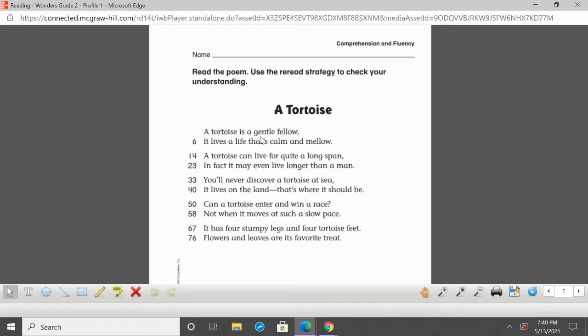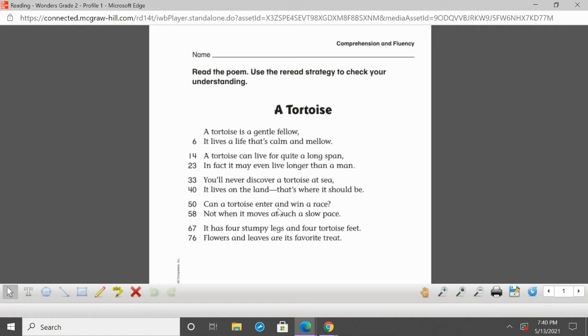A tortoise is a gentle fellow. It lives a life that's calm and mellow. A tortoise can live for quite a long span. In fact, it may even live longer than a man. You'll never discover a tortoise at sea. It lives on the land. That's where it should be.